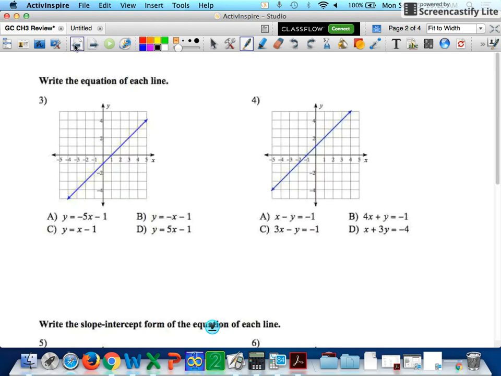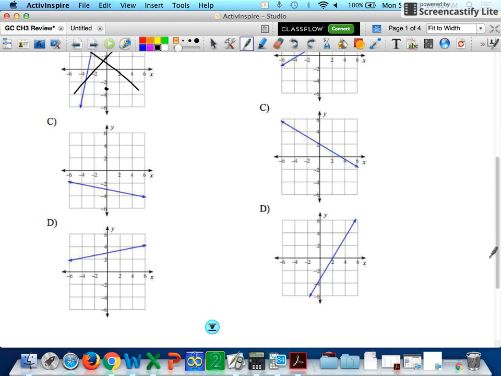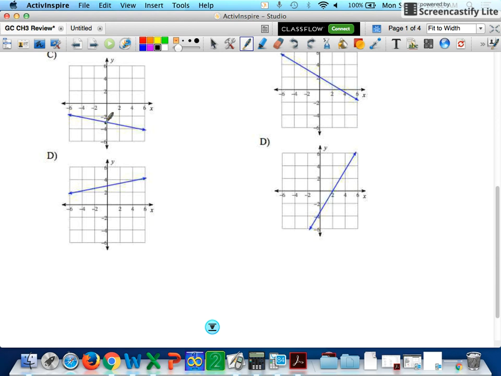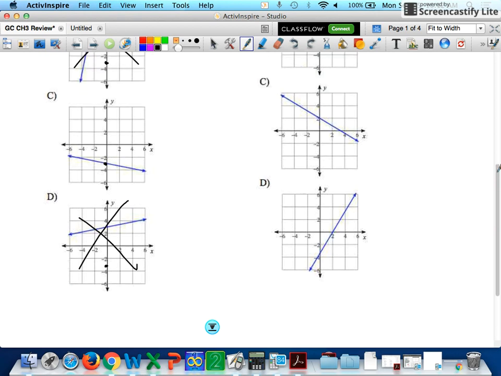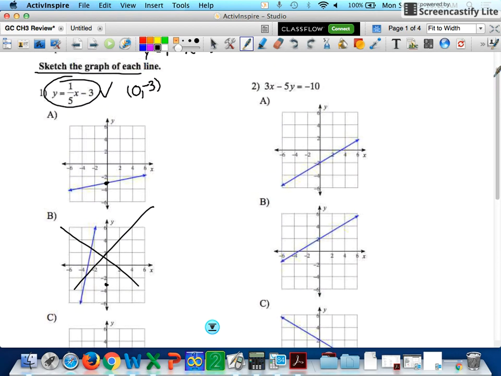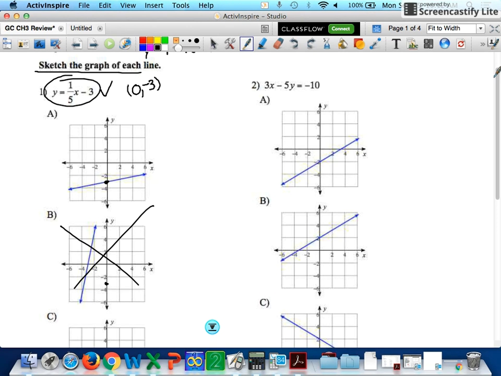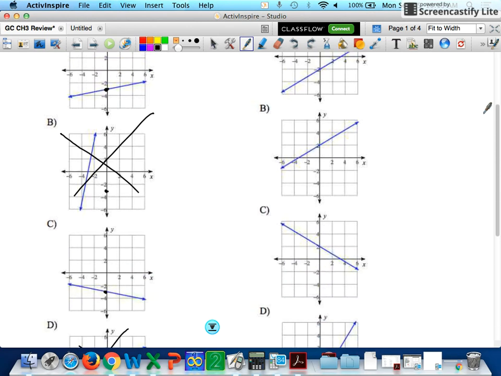Our third graph should cross at (0, -3). It does. And our fourth one does not. So we're already down to a 50-50 shot just from that information. Next, I see I need a slope of +1/5. Positive means it is an increasing line. Well, this one looks good.